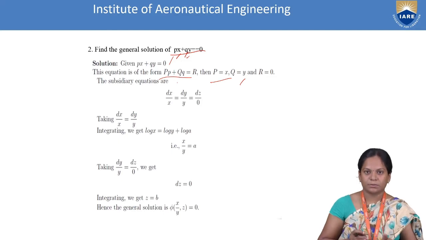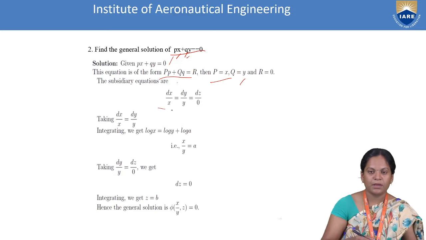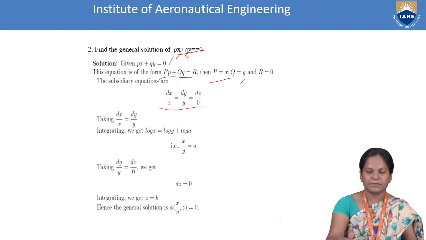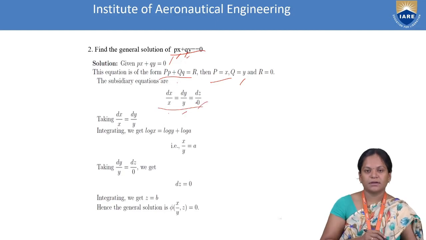Now consider the subsidiary equations. What are the subsidiary equations? dx by P equal to dy by Q equal to dz by R. What is dx by P? P is nothing but x. dy by Q, y. dz by R, R is here 0. These are the subsidiary equations or auxiliary equations. Now consider any two equations from this. So I am considering first and second equalities.